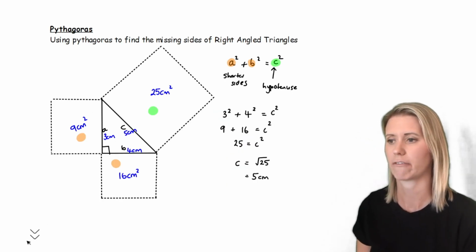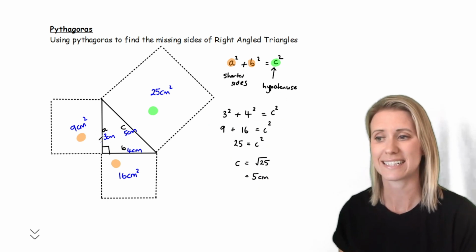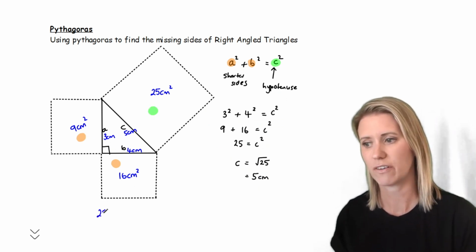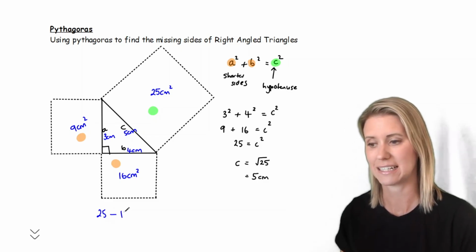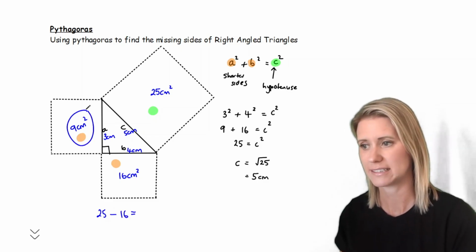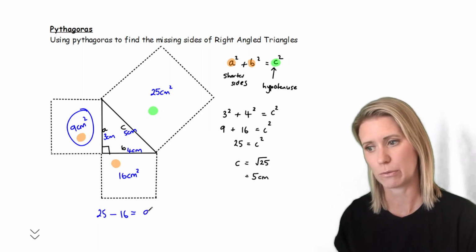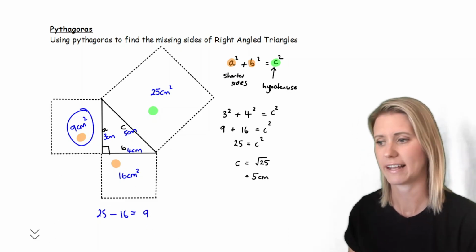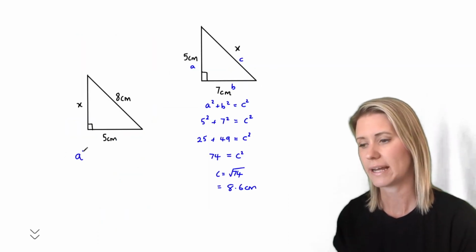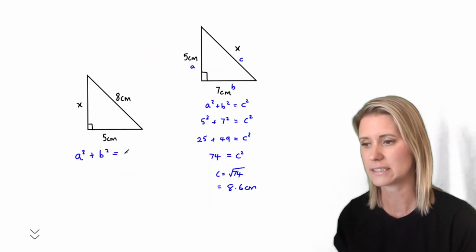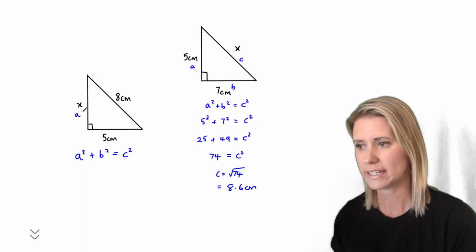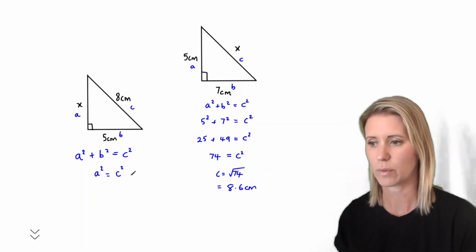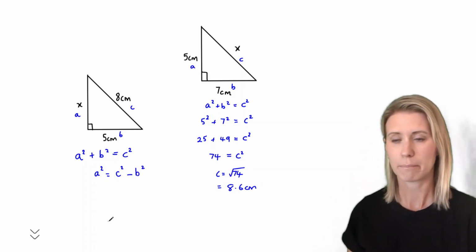If I go back to this diagram, if these two are adding together to make the 25 squared, then it would work to do 25, subtract the 16. If we were trying to find the other missing side, it would be 9, wouldn't it? So if we're trying to find a shorter side, we actually subtract the values from each other. So A squared plus B squared is equal to C squared. But if you're trying to find A, for example, then A squared is equal to C squared, subtract B squared.